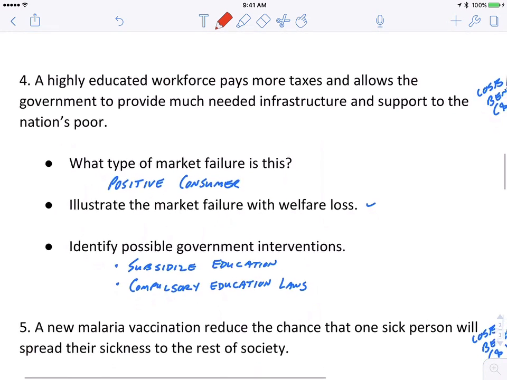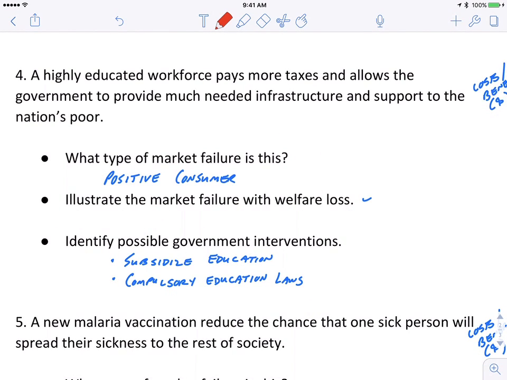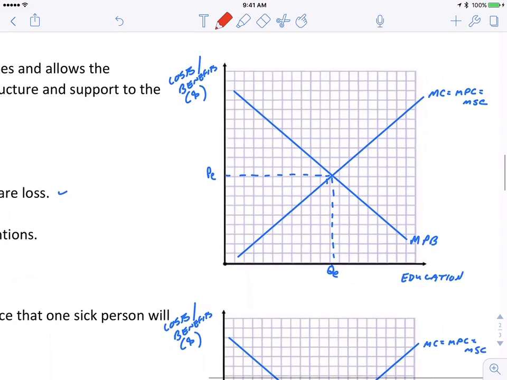Number four, a highly educated workforce pays more taxes, which allows the government to provide additional benefits, infrastructure and the like. This is a positive consumer externality, although I can understand why you might want to argue positive producer. Positive consumer externality, how do we fix this in the marketplace? We could subsidize education, or we could make laws requiring people to go.